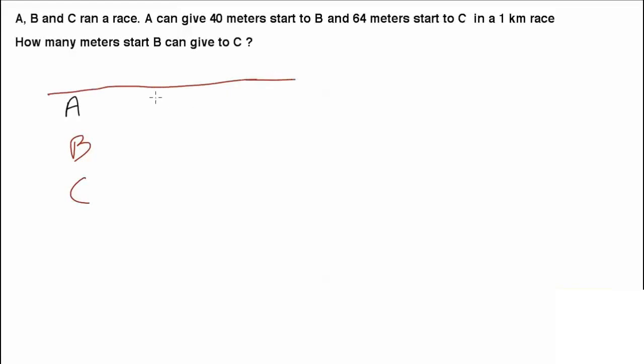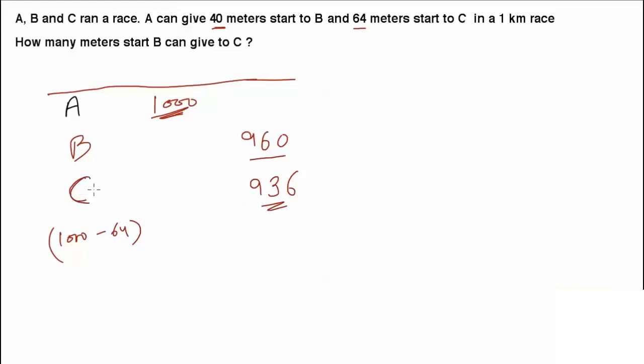When A ran for 1000 meters, B ran for 960 meters. So he gave a 40 meter start to B. And when A ran for 1000 meters and he gave 64 meter start to C, it comes out to be 1000 minus 64. So it is 936. When A ran 1000 meters, C ran just 936 meters.